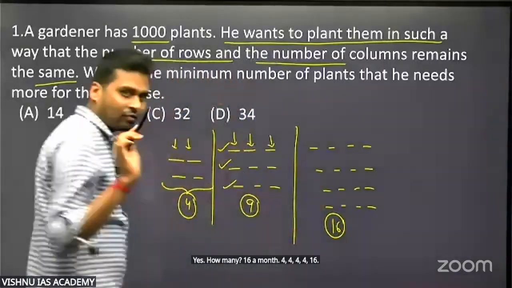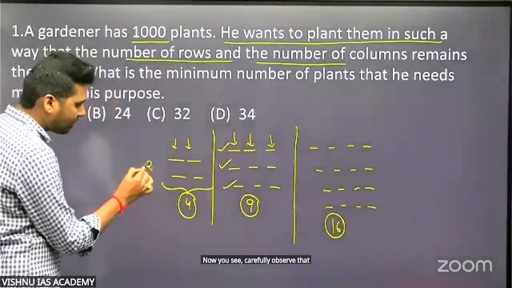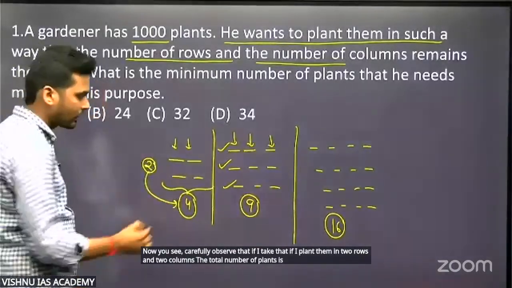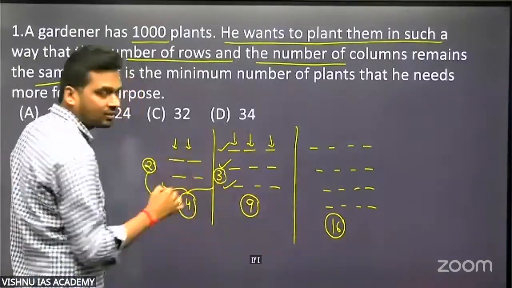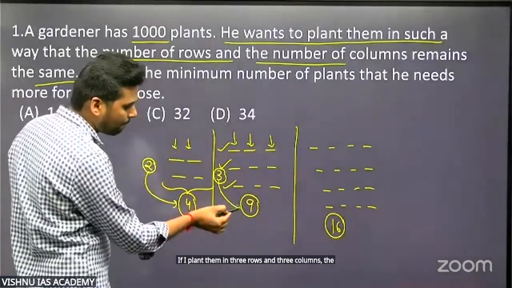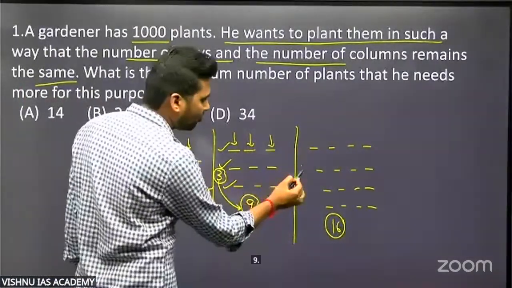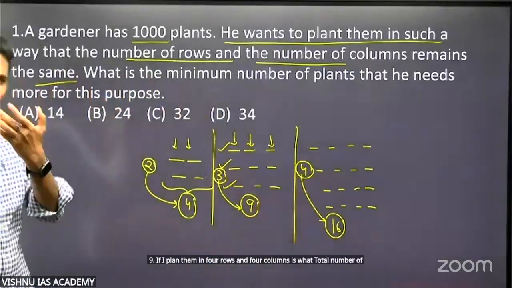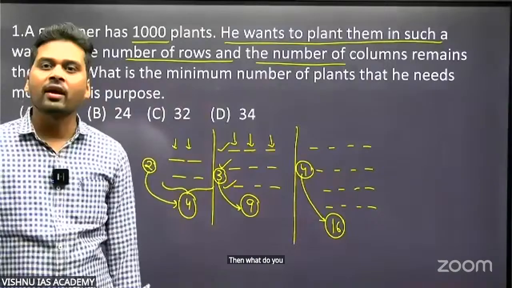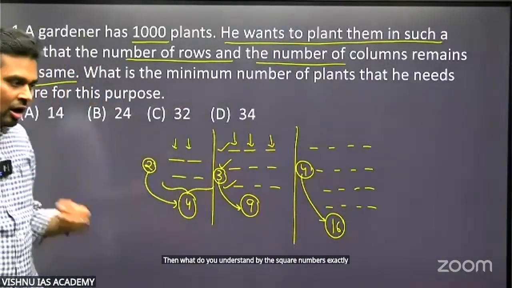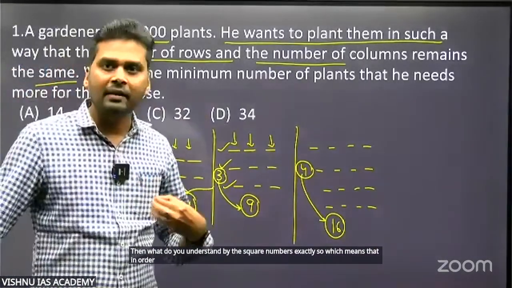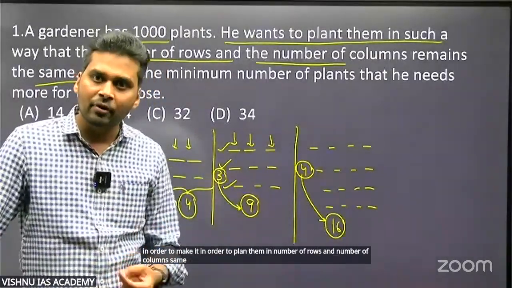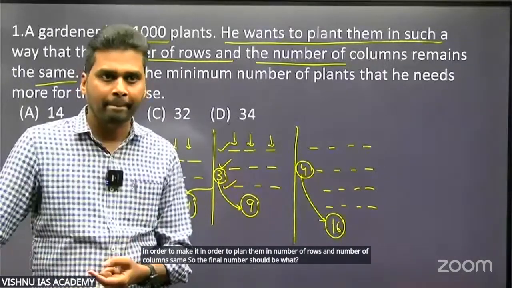Now carefully observe. If I plant them in 2 rows and 2 columns, the total number of plants is 4. If I plant them in 3 rows and 3 columns, the total number of plants is 9. If I plant them in 4 rows and 4 columns, the total number of plants is 16. Then what do you understand by that? Square numbers, exactly. So in order to plant them with the number of rows and number of columns same, the final number should be a perfect square. ఓకే, అర్థమైందమ్మా?